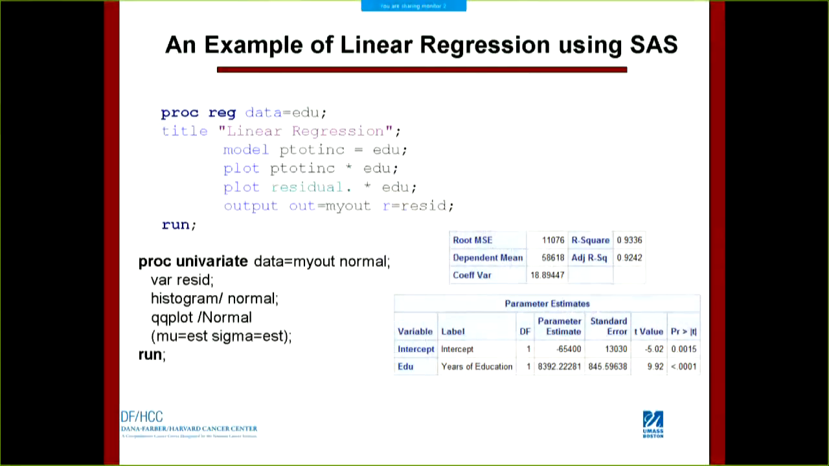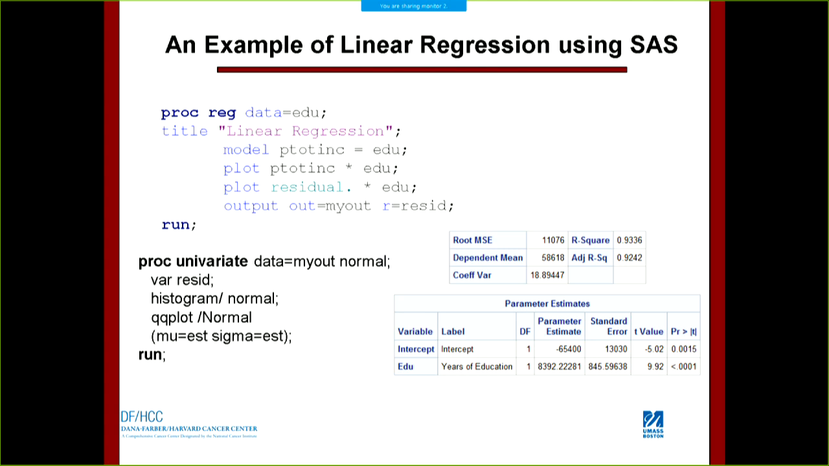For the linear regression, I will present the SAS program here. We can use PROC GLM, and we can also use PROC REG. Here it is PROC REG with data equal to edu, where I imported the educational data. I use the title command and the model, personal total income equal to years of education, and I'm going to plot personal total income versus years of education, and then do the residual plot.